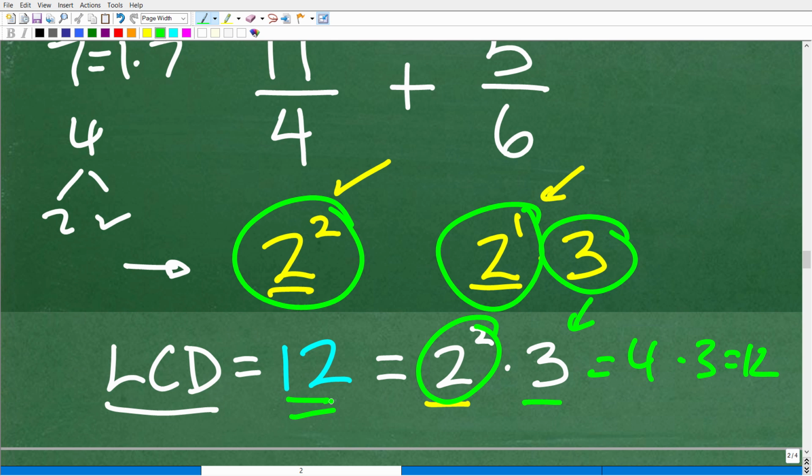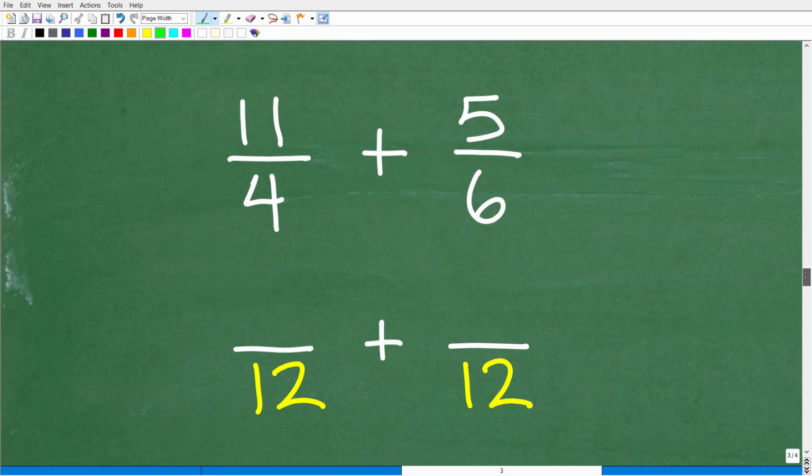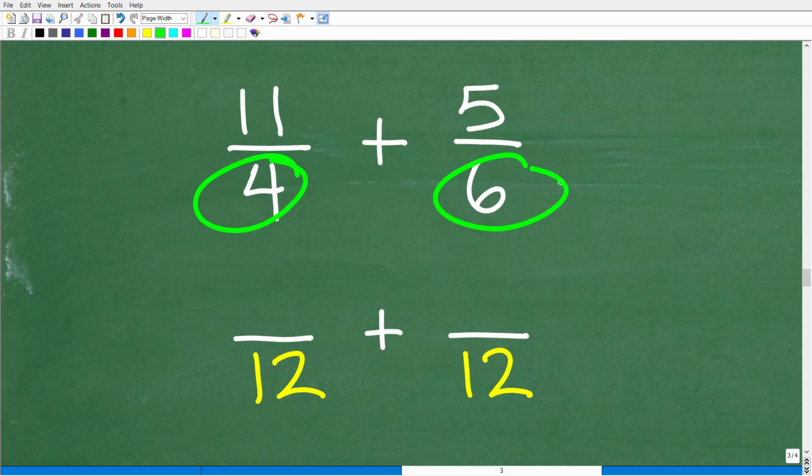So this is just a quick review or introduction to how to really find the LCD. And this is critically important for you to understand not only in arithmetic but in algebra as well. Okay, so we know that the lowest common denominator is 12, but what does that mean? Well, it means that we want to take these denominators here and turn them into 12.